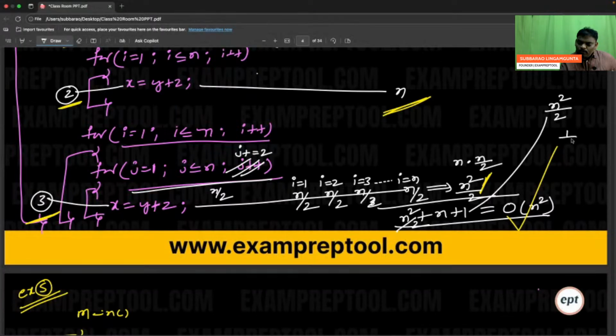So 1 by 2 is a constant. This can be written as 1 by 2 into n square. Because 1 by 2 is a constant, it becomes big O of n square. You can write it like this. The answer is big O of n square. So what I mean to say is, constants you can ignore.